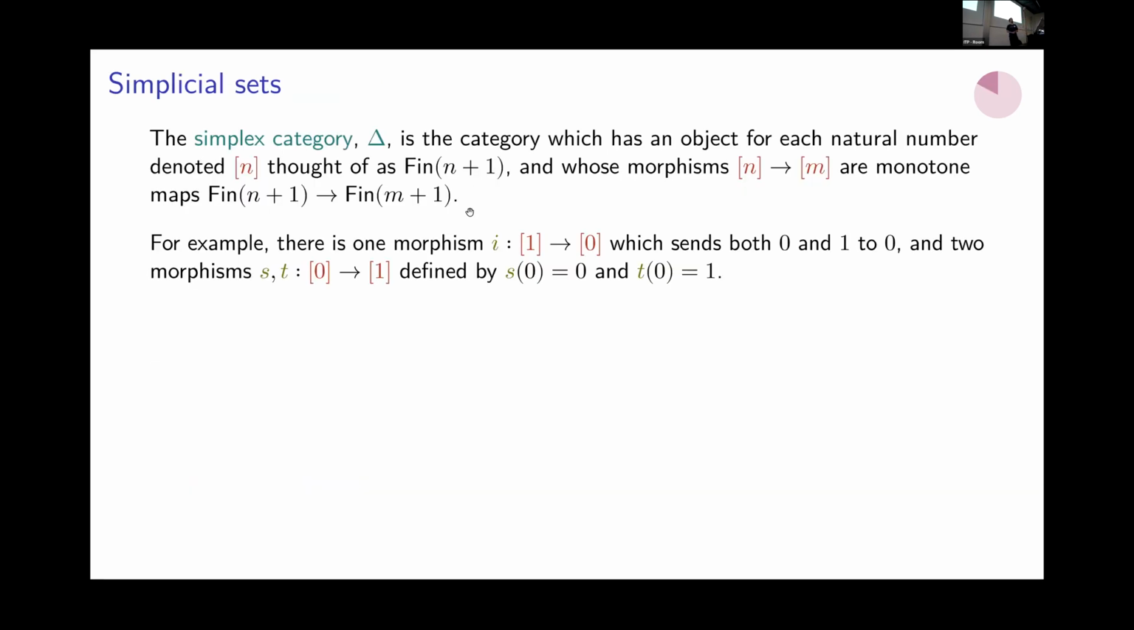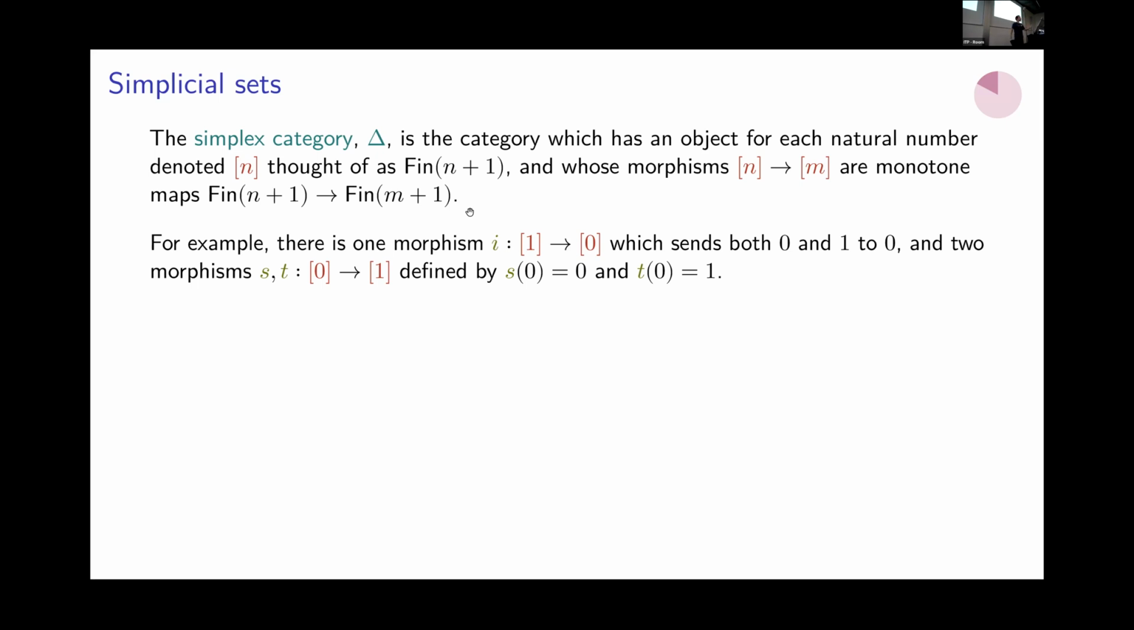So let me define what that is. And I have to start with the simplex category. The simplex category is a category whose objects are just the natural numbers. And the morphisms are monotone functions on the sets. So this bracket n means the numbers from 0 to n inclusive. So it's like Fin (n+1). And so we're looking at monotone functions from the numbers up to n to the numbers up to m.